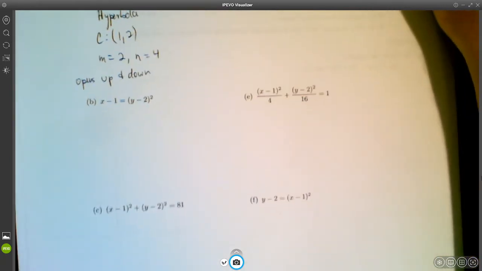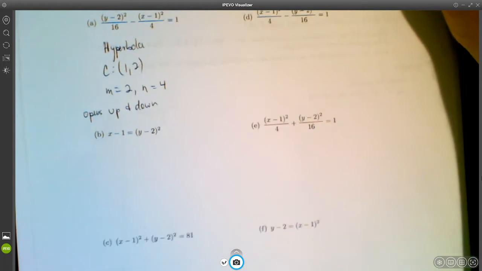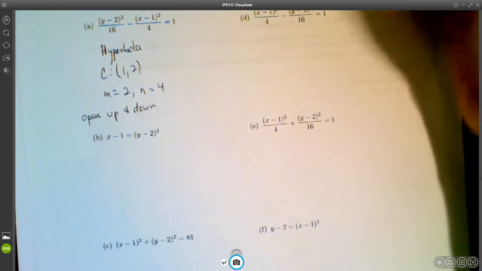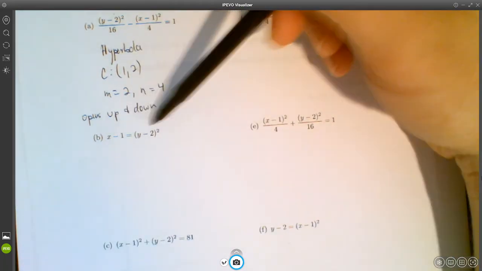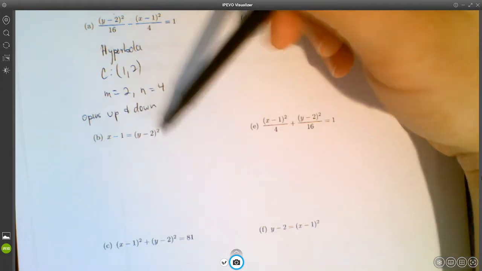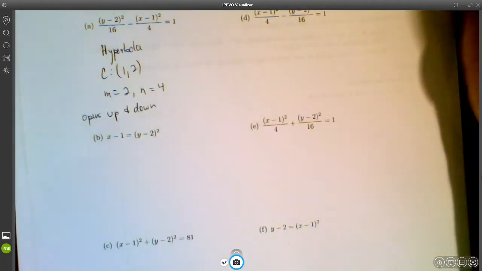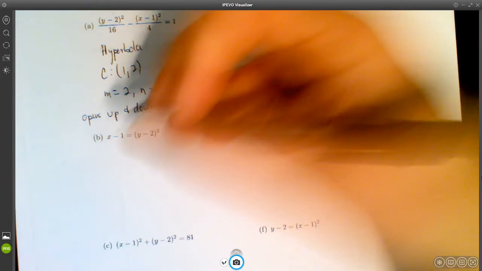So let's look at the next one. For the next one, we have x minus 1 equals y minus 2 squared. On this one, I'm squaring my y's, but I'm not squaring my x's. That tells me right off the bat this has to be a parabola.